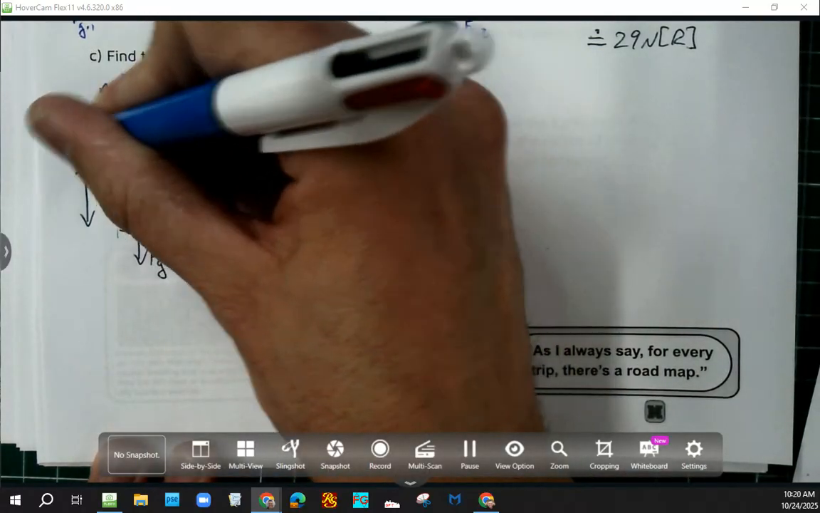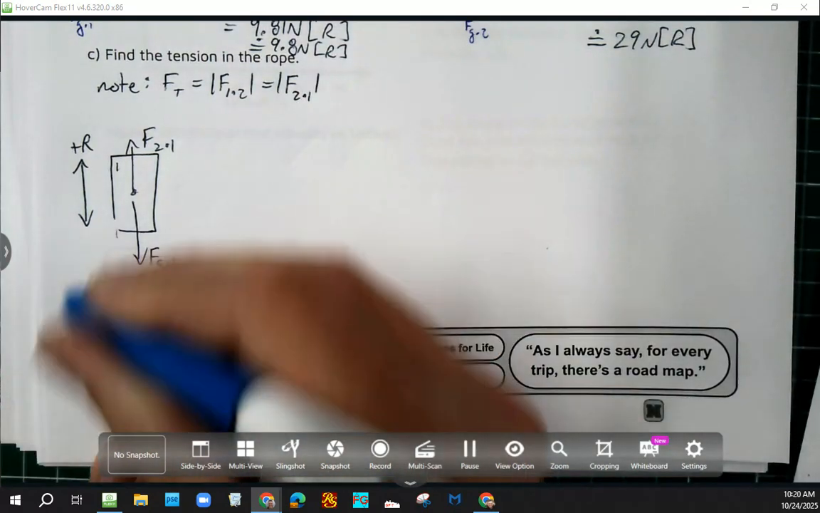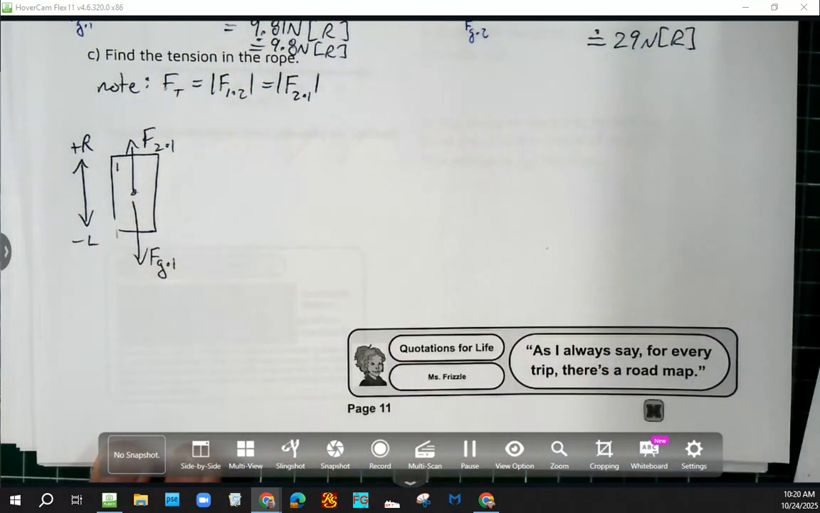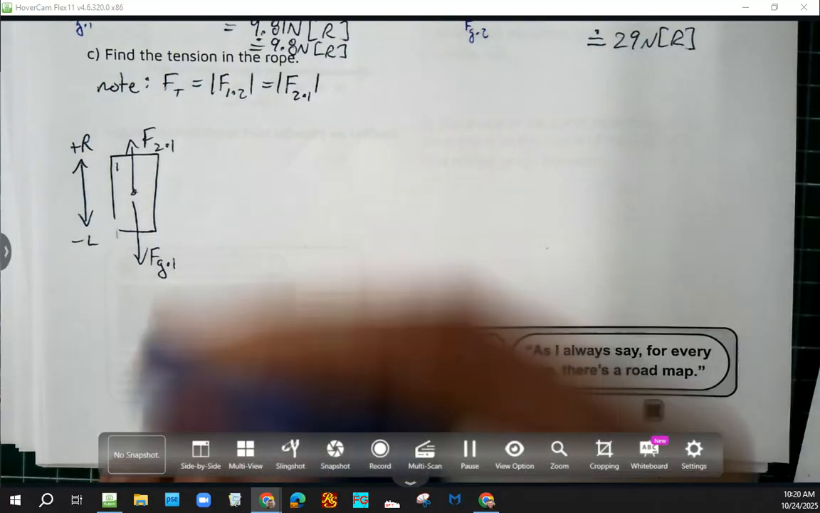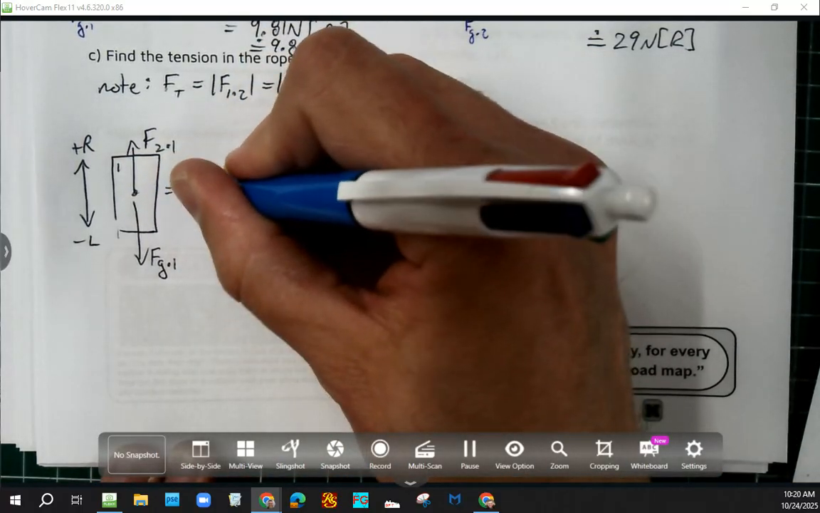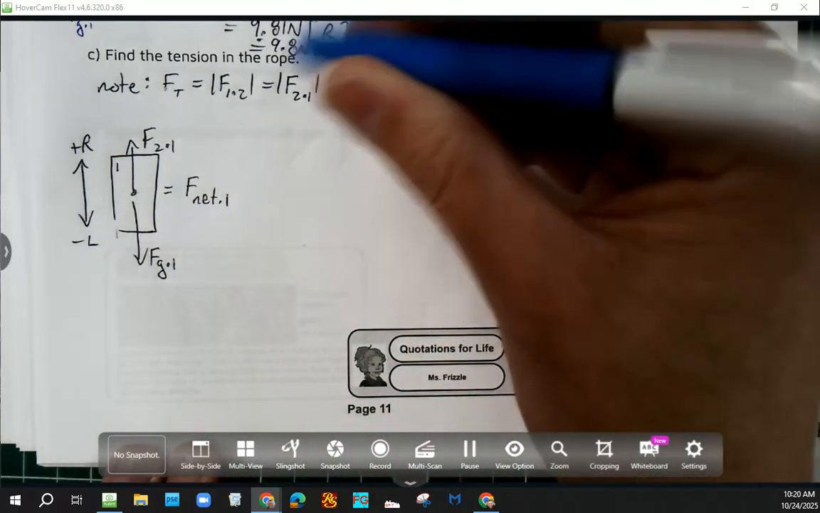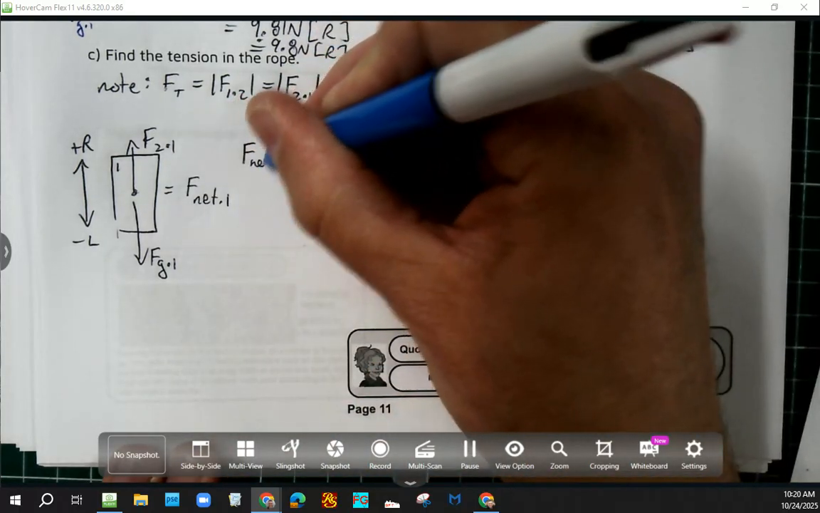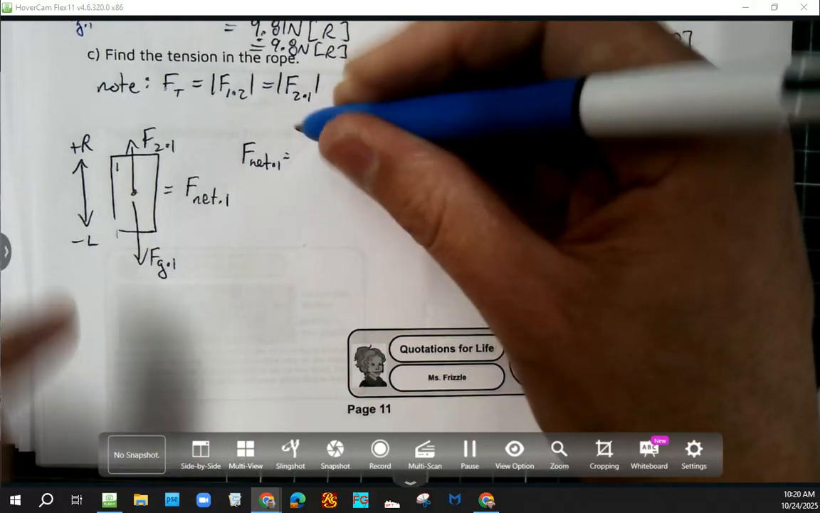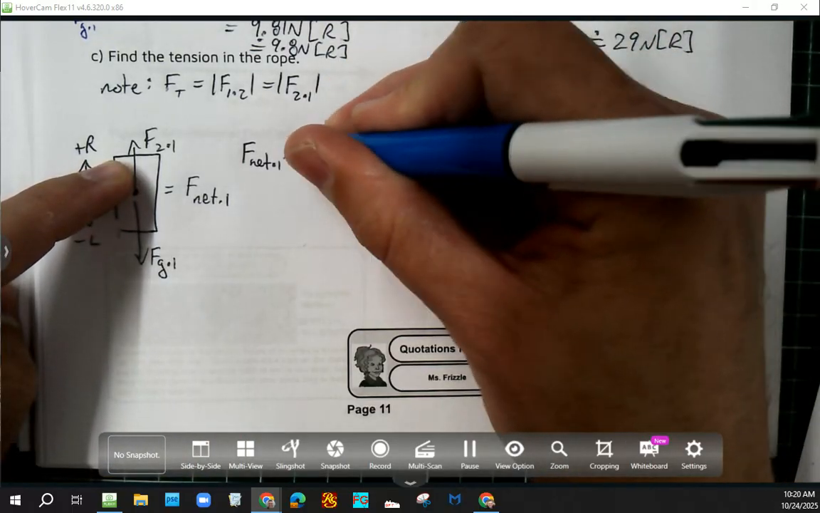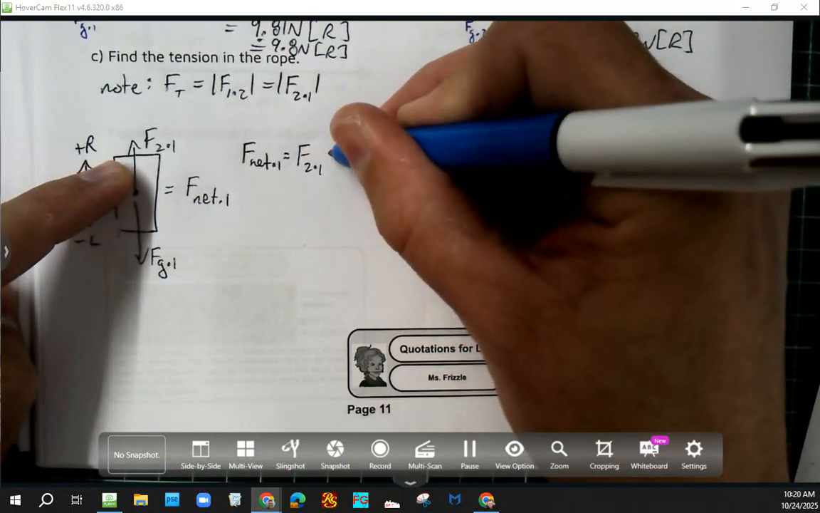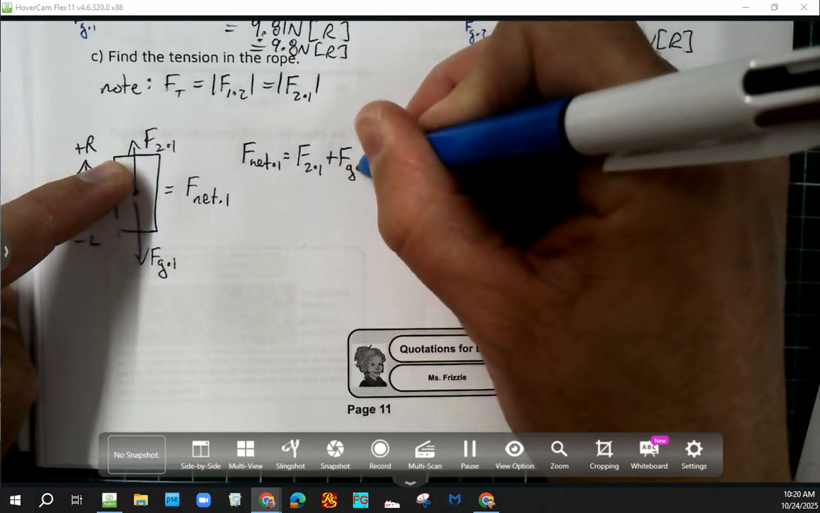I've got to the right being positive. I've got to the left being negative. I'm just borrowing this from my earlier thinking. And I've got that whole picture being equal to F net 1. So I come up with this equation based on that diagram. I say F net 1 is equal to, I'll just take my vectors, force of 2 acting on 1 plus force of gravity acting on 1.